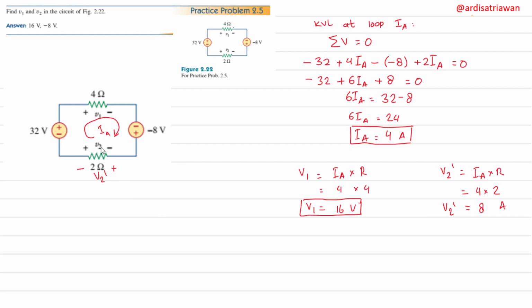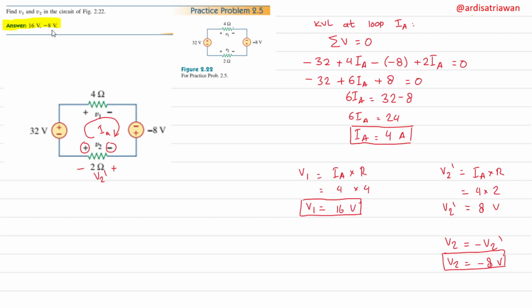But remember, we are asked when the polarity of the positive one is here and the negative one is here, so we can just invert the sign of V2. So V2 will be the negative of V2 prime. So I'll have V2 is equal to, or this is not ampere, this is volt. It's volt, so minus 8 volt. And as you can see here, we have V1 is equal to 16 volt and V2 is equal to minus 8 volt, which is the same as the answer key given by the problem.